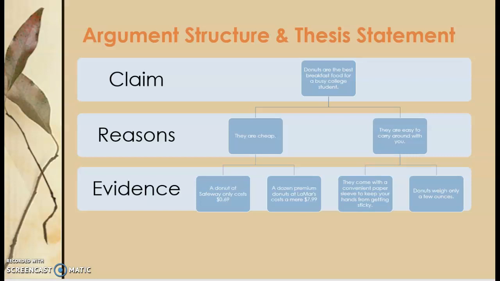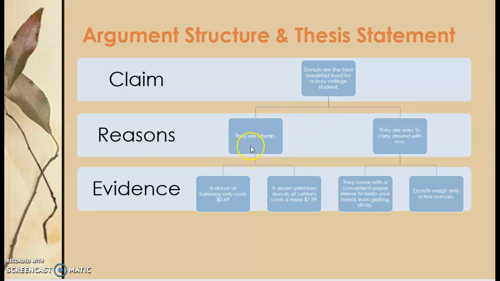And now we're finally in a place where we can take a more active role in our writing and shift from this place of asking questions to building an argument. So here we have a model that you should all remember, the famous donut argument, which we have broken down into thesis, reasons, and evidence. And we have our thesis statement, which is this overarching idea that the writer wants the reader to believe and ultimately agree with, this idea that donuts are the best breakfast food ever for a busy college student.